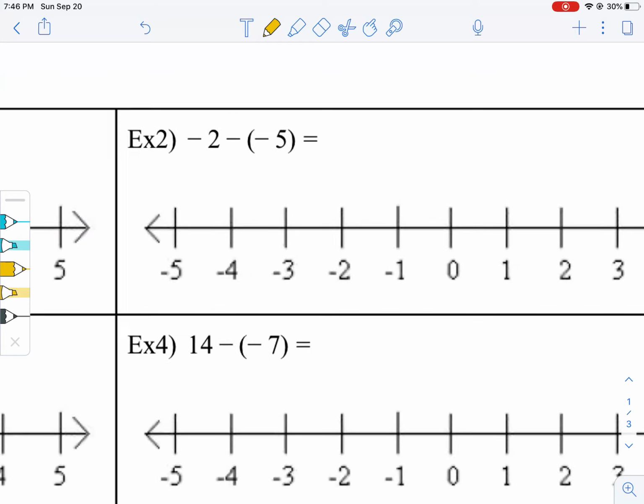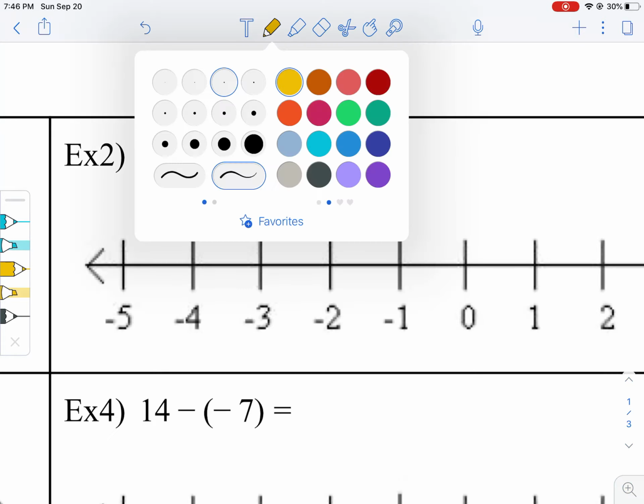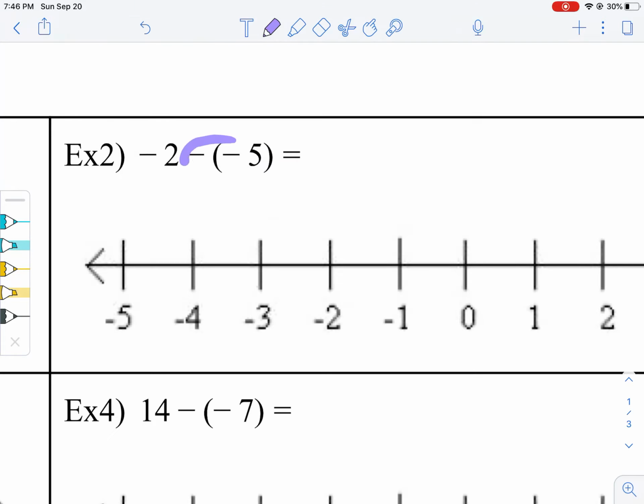Okay? Now, here's where we're going to learn our first trick. Our first trick or rule is when we have double negatives, or we have a subtraction and a negative right in a row, okay? We're going to take our double negatives and we're going to make it positive, and that's going to make our problem a lot easier. So now we have -2 plus 5.